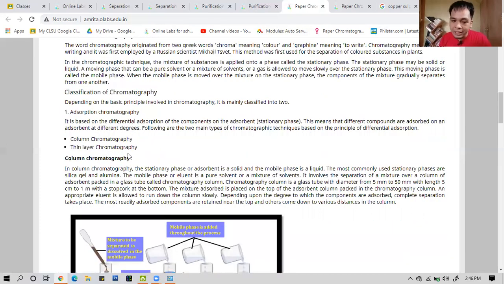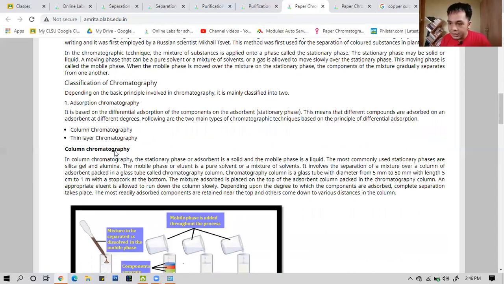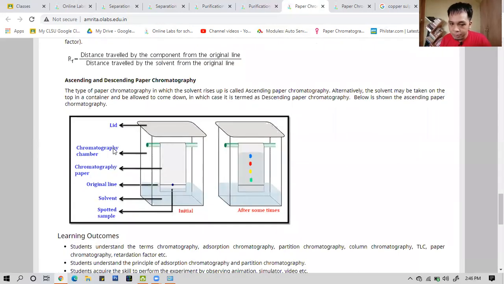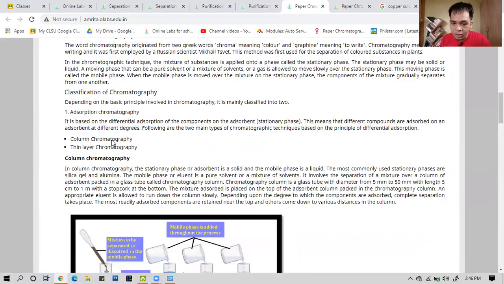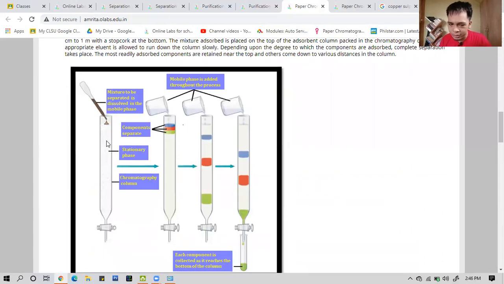There are many types actually of chromatography. We have high-performance liquid chromatography, gas chromatography, column chromatography, thin layer chromatography and paper chromatography. Ang scope lang ng ating discussion, guys, is the paper chromatography. I-discuss ko lang shortly itong column chromatography.